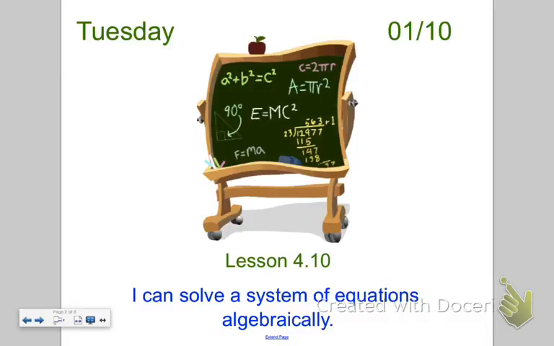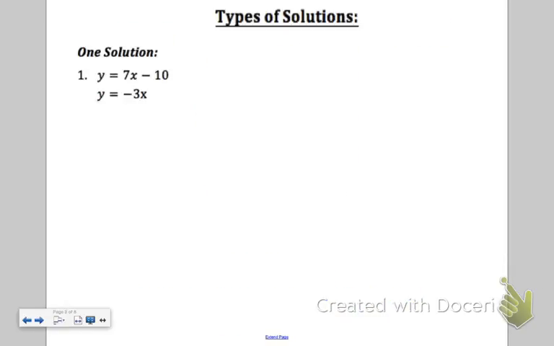Today's lesson is to solve a system of equations algebraically, and our focus today is on the number of solutions. We're either going to have one solution, no solution, or infinite solutions. In this first example, we're going to have one solution.